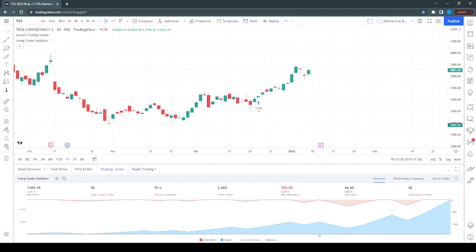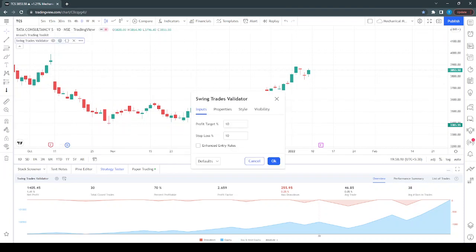Once it's added to your chart, this will only be used on the daily time frame, because we are taking the swing trades on the daily time frame execution. There will be some default settings, but there are only three settings that you need to change here: the profit target percentage, the stop loss percentage, and of course, you will need to click on enhanced entry rules.